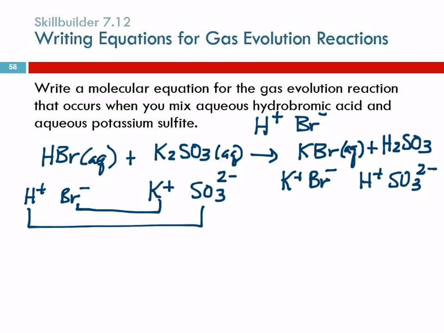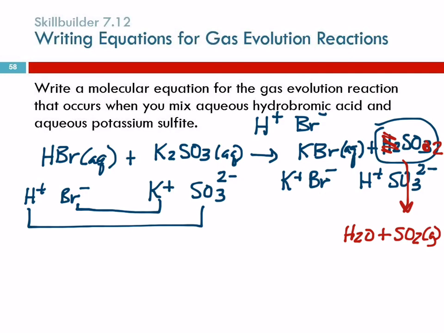And that one should look familiar. You should look at that and say, oh, that's one of those 3 that forms a gas because it falls apart. So this one is unstable. When it decomposes, it forms water, and then whatever's left after I pull the water out. So the 2 hydrogens go to the water, and one of the oxygens goes to the water. So I've got SO2 left. It's the SO2 that is the gas.